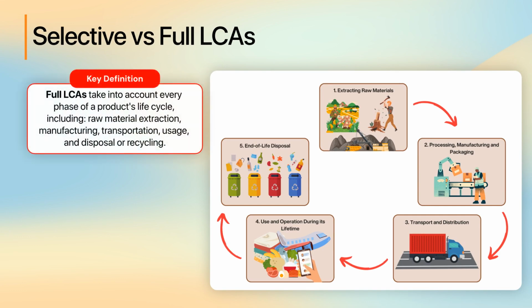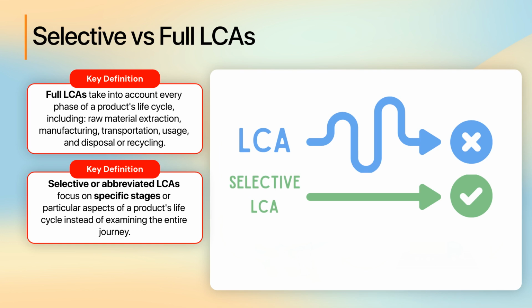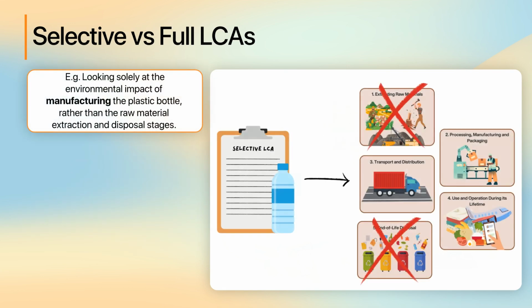Full LCAs take into account every phase of a product's life cycle. This includes raw material extraction, manufacturing, transportation, usage, and finally, disposal or recycling. Now, selective or abbreviated LCAs, on the other hand, are like taking a shortcut through this comprehensive route. They focus on specific stages or particular aspects of a product's life cycle, instead of examining the entire journey. For example, a selective LCA might only look at the environmental impact of manufacturing the plastic bottle and skip analyzing the raw material extraction and disposal stages.